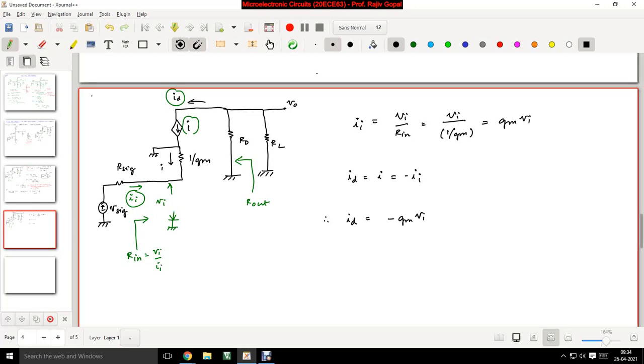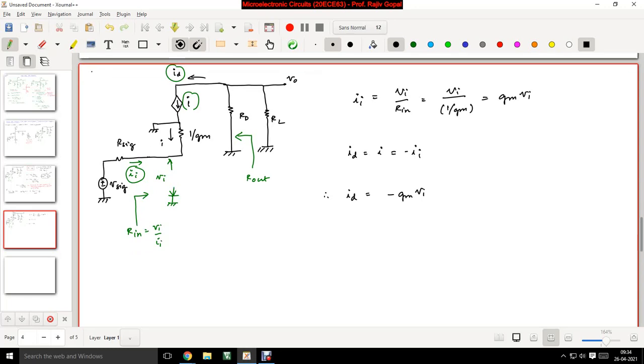If I use the above equation, with this in mind, let me find out what V naught is now. If I measure the voltage at this point, I will call it VD. VD is nothing but the drain voltage. V naught and VD are both in parallel, so V naught will be same as VD, which is equal to minus ID into RD parallel RL. You can get this by applying KVL.